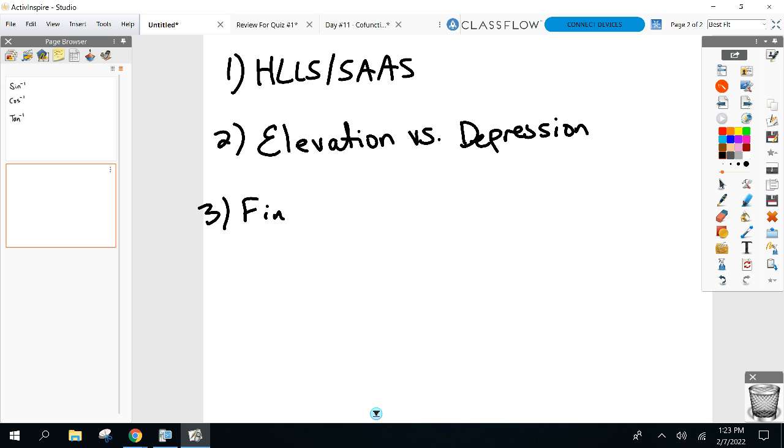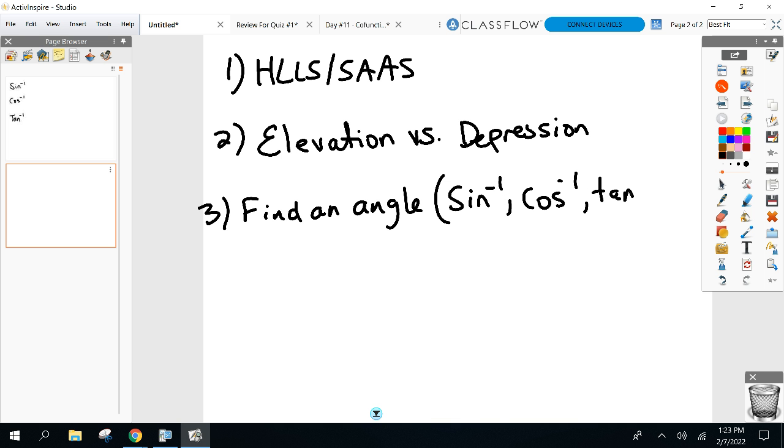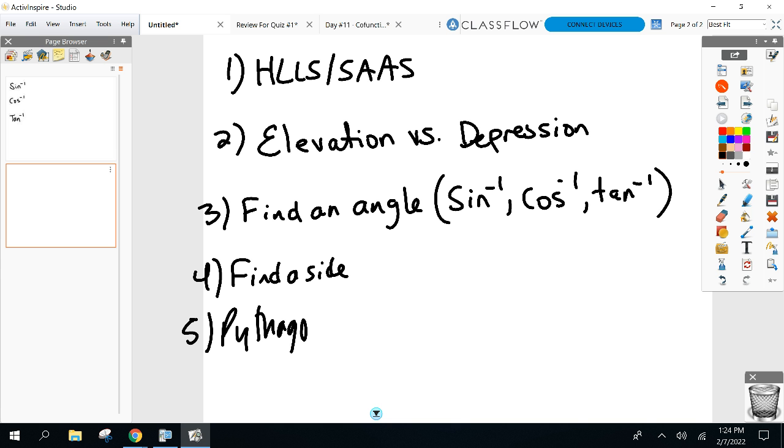Find an angle. That's what your homework was on, and I'll just put in parentheses: sine to the -1, cosine -1, tangent -1. Find a side. And then I'll put Pythag on there. Notice what's not on here: 30, 60, 90, 45, 45. I didn't put any on there.